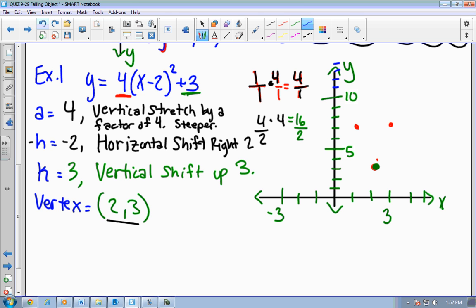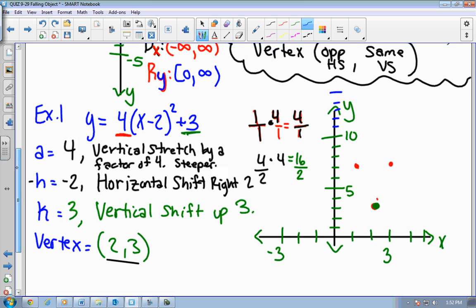1, 2, 3, 4, 5, 6, 7, 8, 9. Rise up and go over. Rise up and go over 2. And then you're ready to put your parabola, make sure it's curved. We'll practice another one.